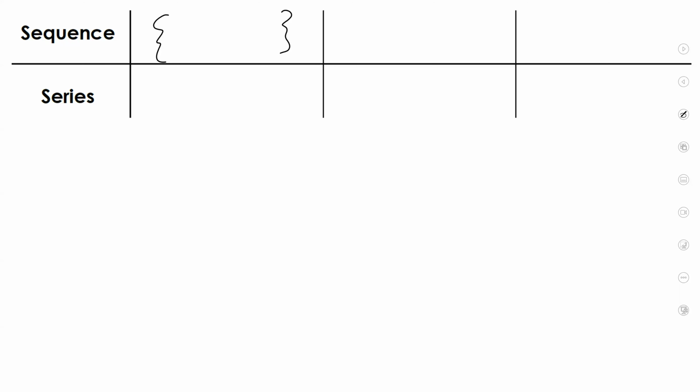So an example of a sequence is like this, 1, 2, 3, 4. It goes up by 1 every time. Now the series would be 1 plus 2 plus 3 plus 4 plus so on.